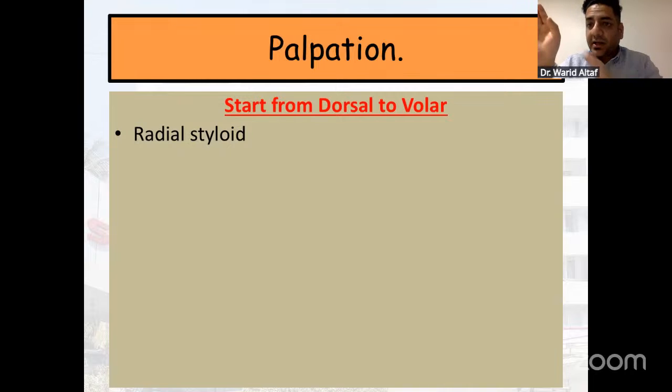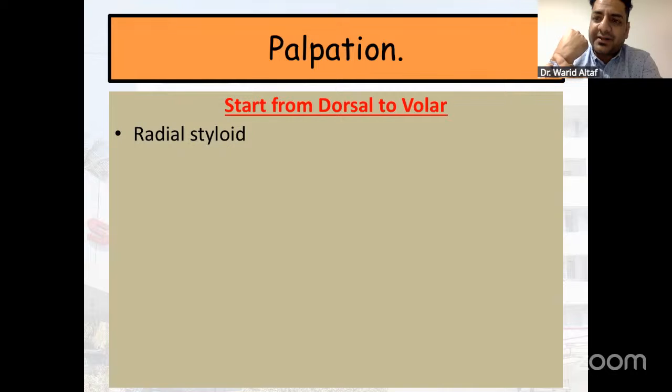It's not that they are uncommon, they are common conditions, and you should be very sure. There have been instances where patients have been treated for CMC arthritis and actually had a scaphoid non-union, or otherwise. So make sure not to miss certain things. Similarly, when you go to the dorsal aspect of the wrist, there are many bony things there.